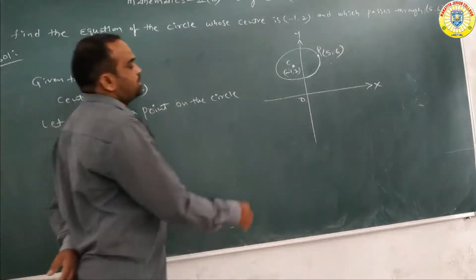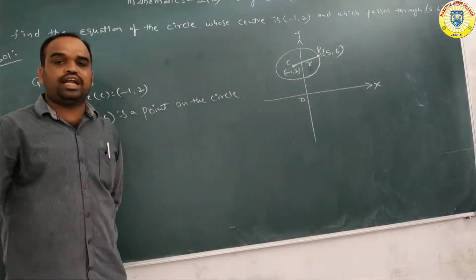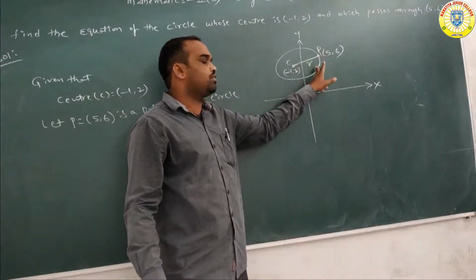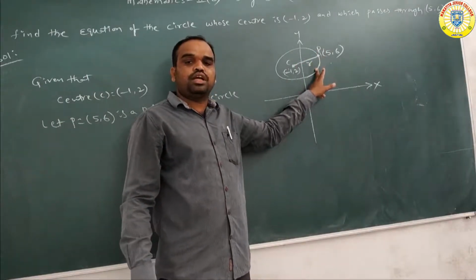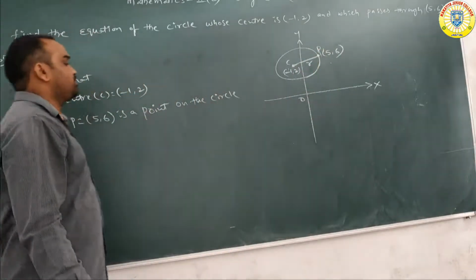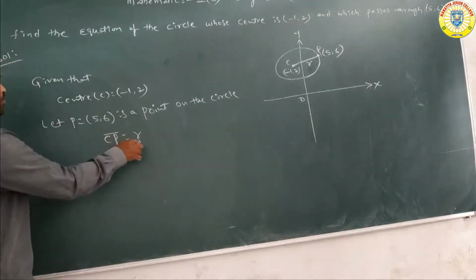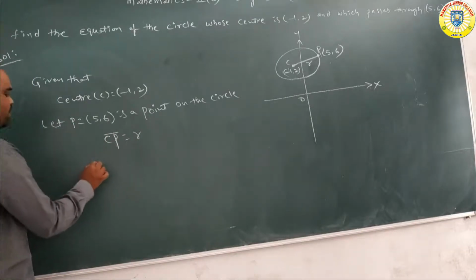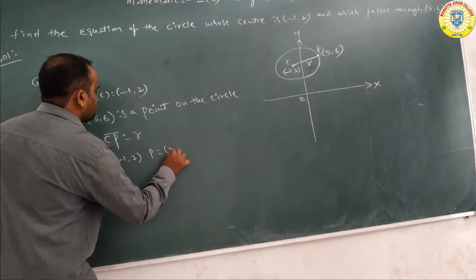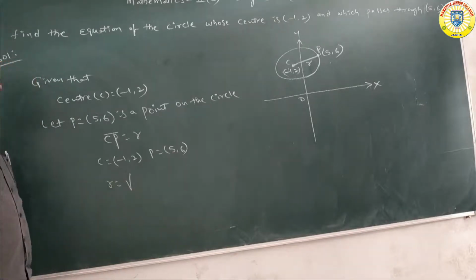So the distance from the center to the point on the circle, this is nothing but CP, is the radius. Understand? The distance from the center to a point on the circle is nothing but the radius. That's why here CP is equal to r. So we are finding the small r value. C is equal to (-1, 2), P is equal to (5, 6). Small r is equal to the distance between the 2 points C and P.